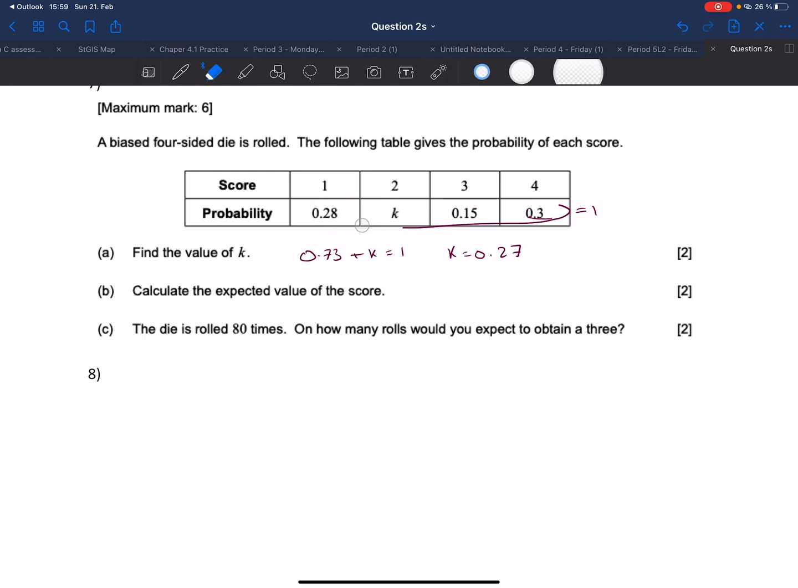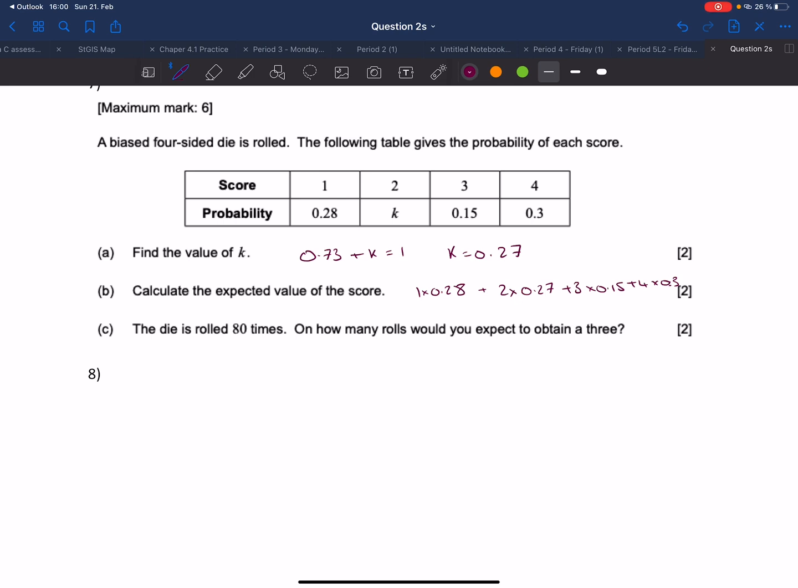To work out the expected value of a probability distribution like this, we do each outcome multiplied by its probability and then added together. So that's going to be 1 times 0.28 plus 2 times k, which is 0.27, plus 3 times 0.15, plus 4 times 0.3. And then I just need to use my calculator to do that.